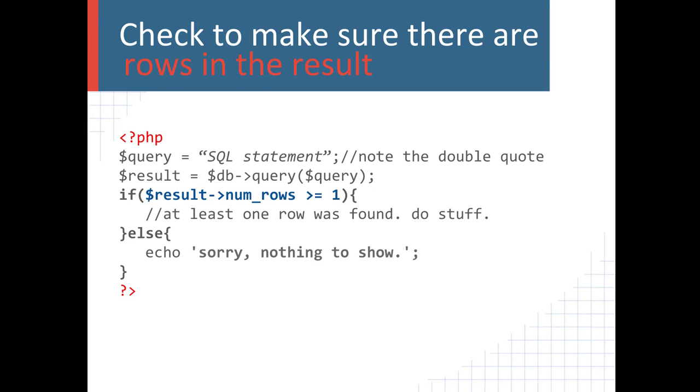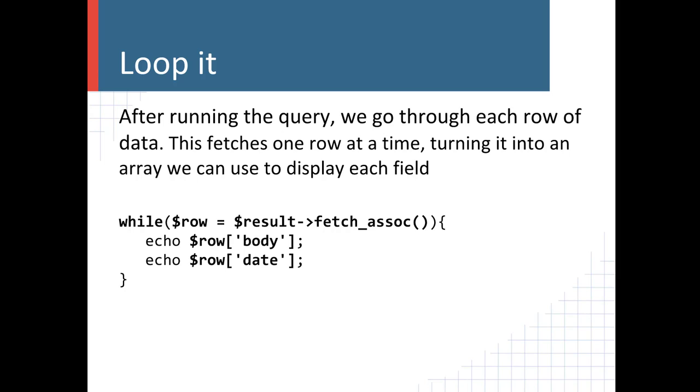So when we write a query and we get a result, if we find that there was at least one row, we can have it echo out all of the data from that row or multiple rows of data. Else we can say, hey, we got nothing. And we can do additional things to catch if there are any errors in our query, because sometimes you return no results because there is an error. After running the query, we can go through each row of data with fetch assoc. This fetches one row of data at a time, turning it into an array, which then we can turn around and display each piece of data.